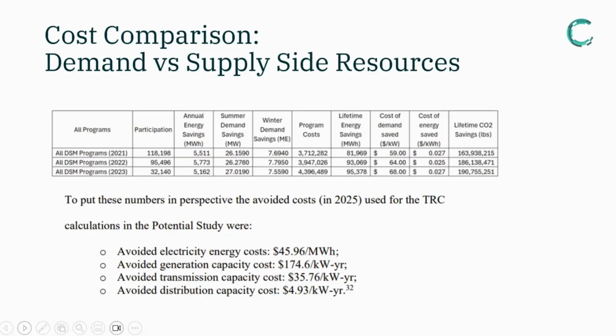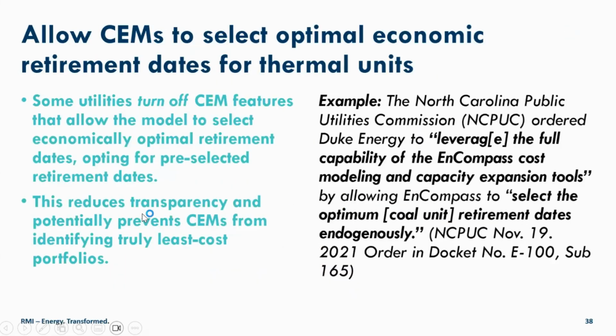All right, I teased this earlier, but we do want to talk about economic retirements. Some utilities will pre-select retirement schedules and hard code those into the capacity expansion model. Doing this turns off features that allow the model to economically retire units, which reduces transparency and prevents the model from identifying truly least cost portfolios. One culprit of this was Duke Carolina. In 2021, the North Carolina Public Utility Commission ordered Duke to leverage the full capability of capacity expansion models to select the optimum retirement dates.